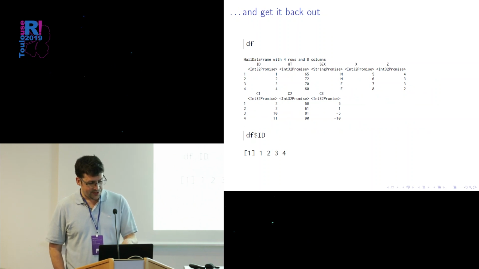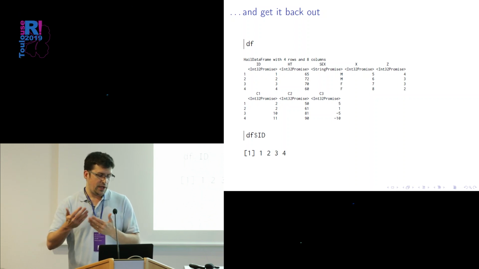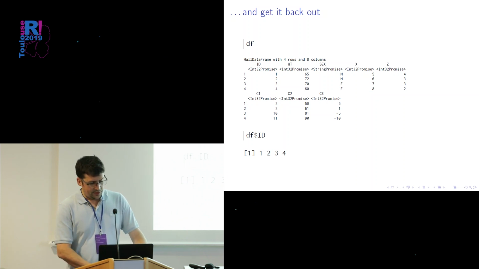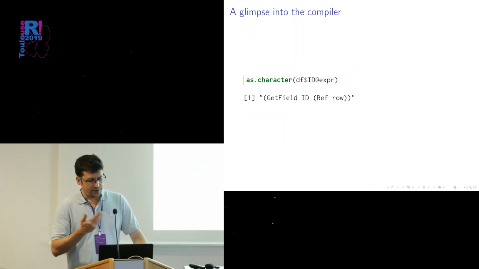You type this, and you can see that these columns are actually promises. So what's actually happened here is it's only queried Hail for the first 4 rows of the data. And you can do the same thing: you can get a column out, df$ID or whatever, and you can get out the data that way too. So it's flexible. It's implemented at different levels of granularity.